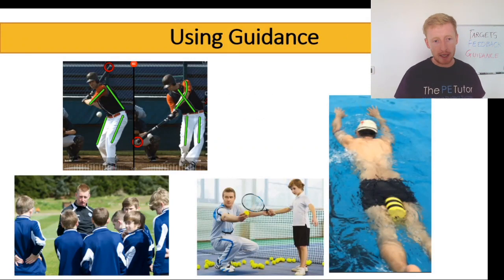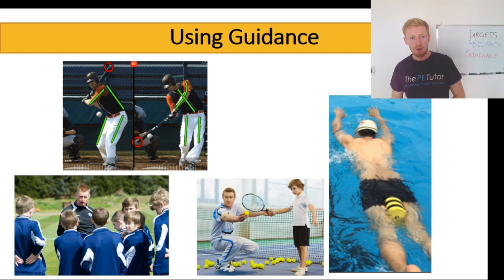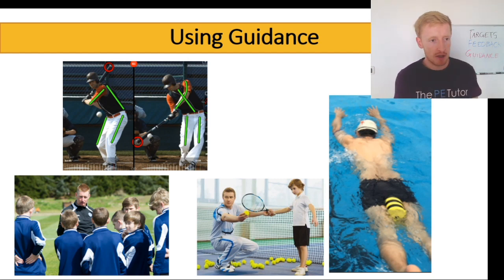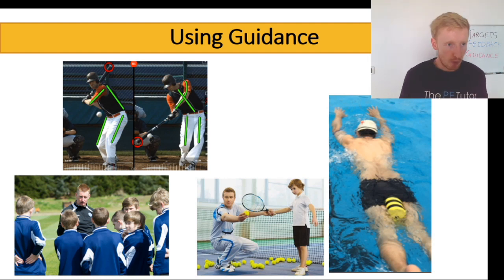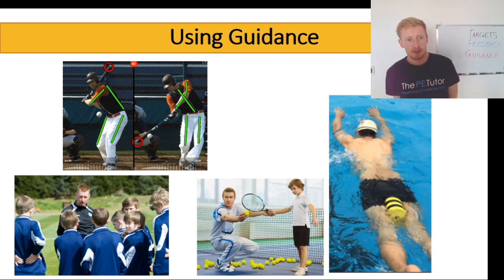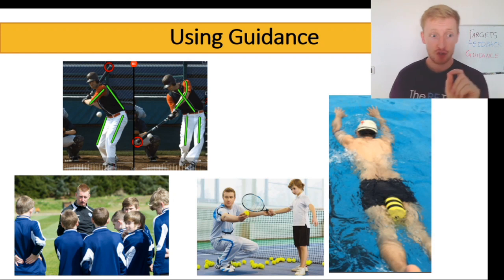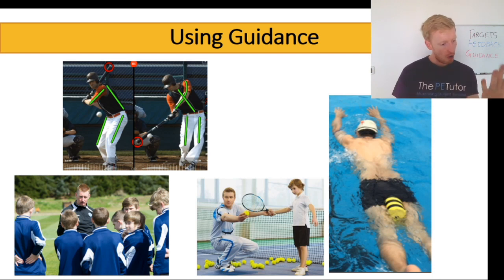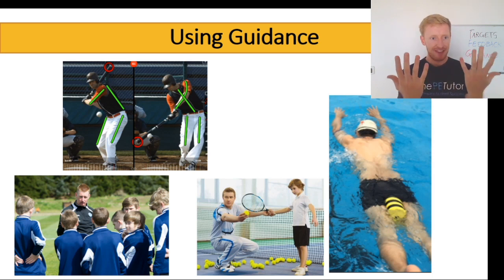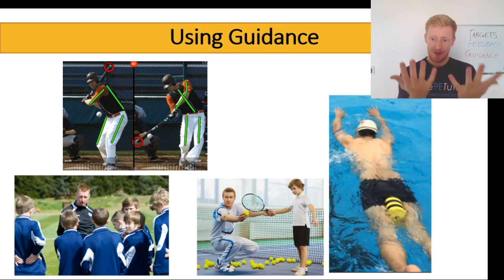So, to quickly give you some examples, we've got four different cases where different types of guidance are being used. In that top one, with the baseball player, we've got visual guidance. If you were to give anyone this picture compared to their annotated version of it, with no words, no manual input, just two pictures, pro versus them, they'll be able to see the difference. They'll be able to draw out what they need to change.